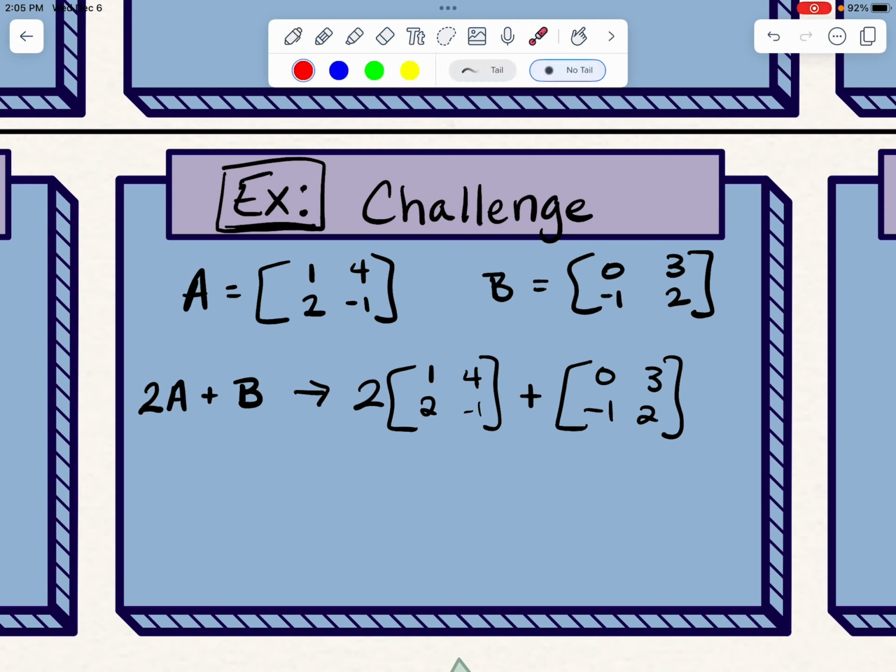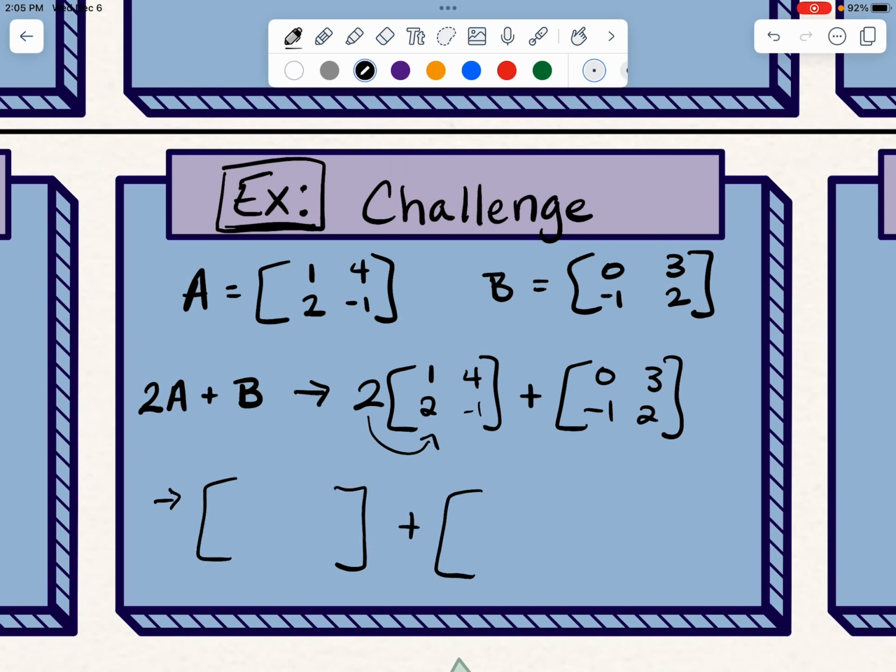So you see, nothing has changed from matrix A. This is matrix A. It's the exact same here. This is matrix B. This is the exact same here. The only thing that has changed is we now have a 2 that's outside. So what we need to do is multiply this scalar into this matrix. And then we will add the resulting pieces from that. So let's do that first. All right, I'm going to go ahead and copy down matrix B.